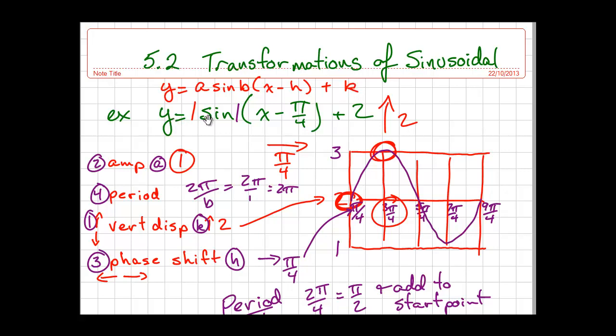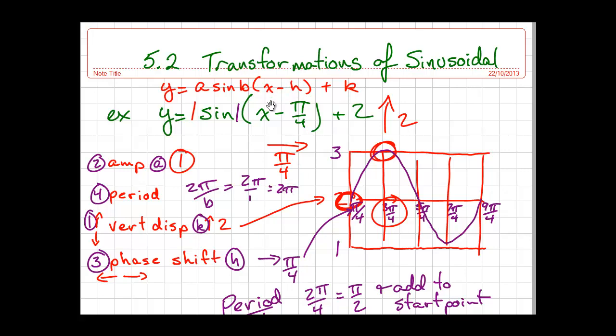So in this function we had y equals sine bracket x minus pi over 4 plus 2. Since there was no value in front, we identified that a value as being 1, and that was our amplitude. Our amplitude was equal to 1. Since there was no b value in front of the bracket, we identified that b value as being 1, and we discussed the period being equal to 2 pi divided by the b value, so 2 pi over 1 was 2 pi. So no change in the period of this function.